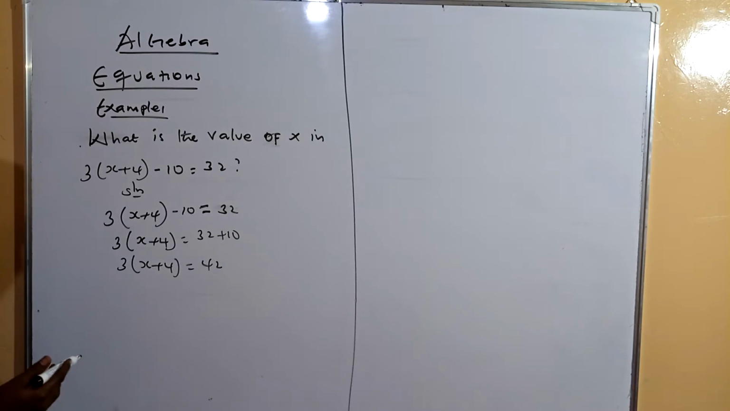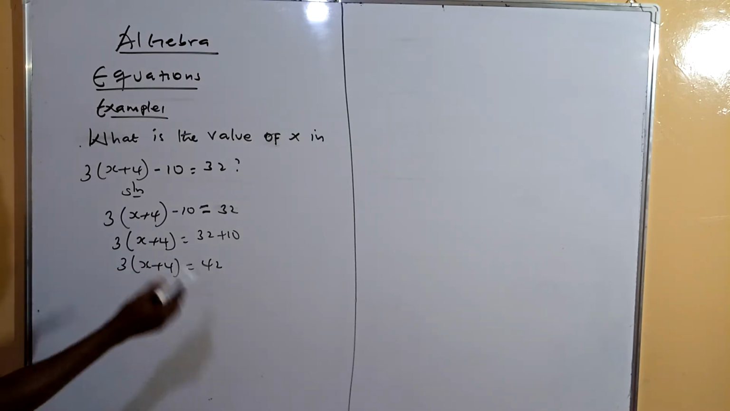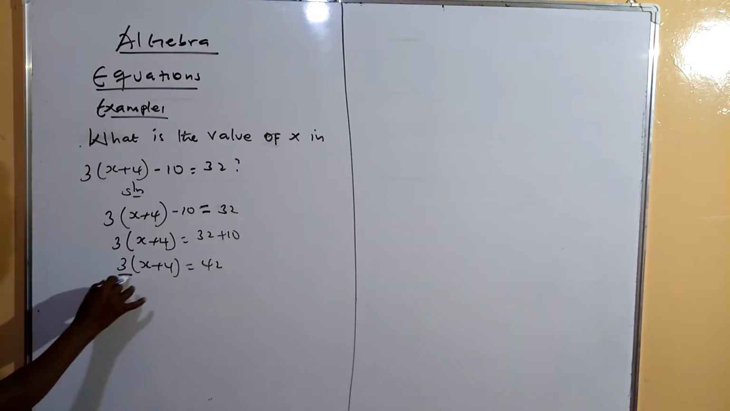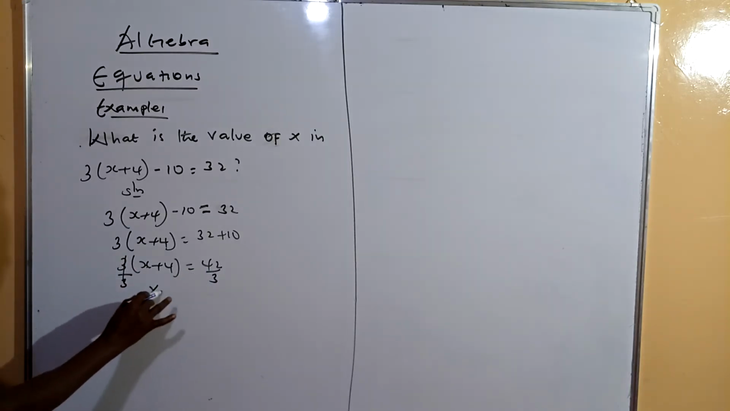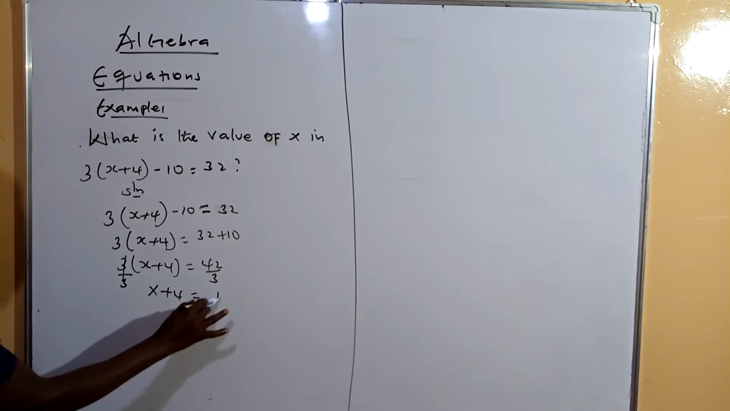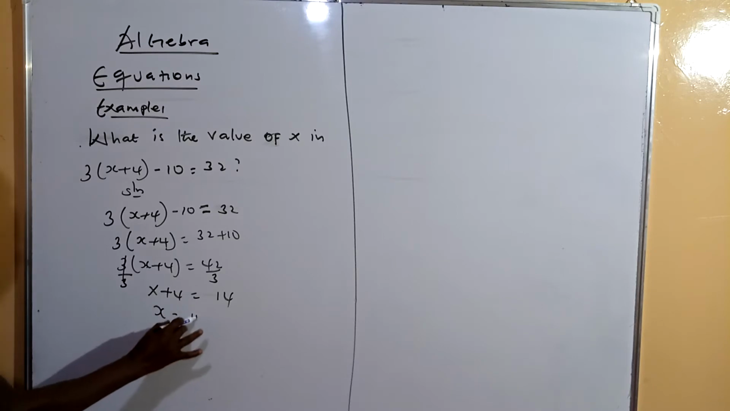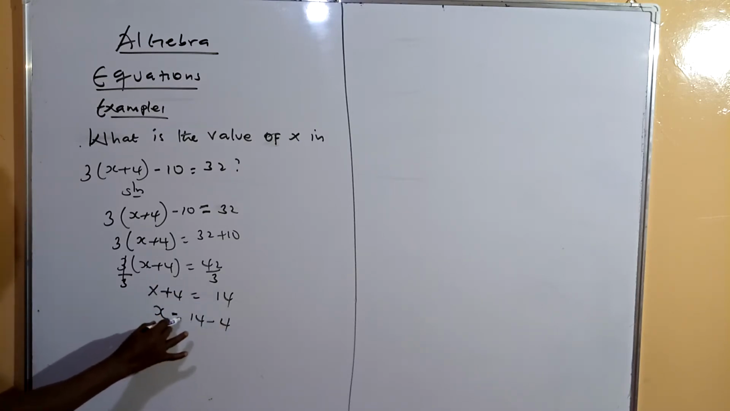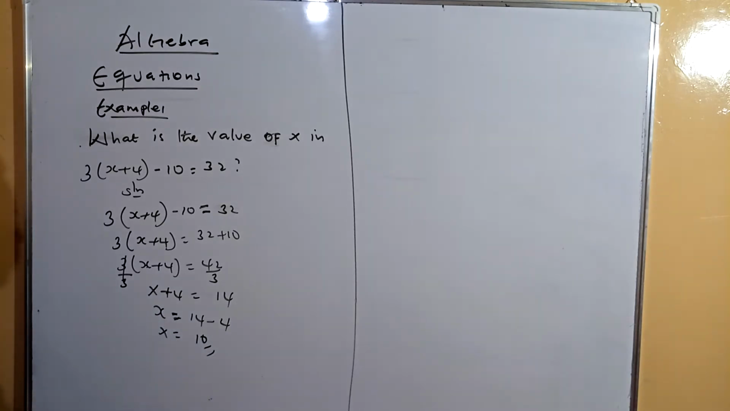Divide both sides by 3. Cancel. So x plus 4 is equal to 14. Then x is equal to 14 minus 4. So x is 10. That is the value of x.